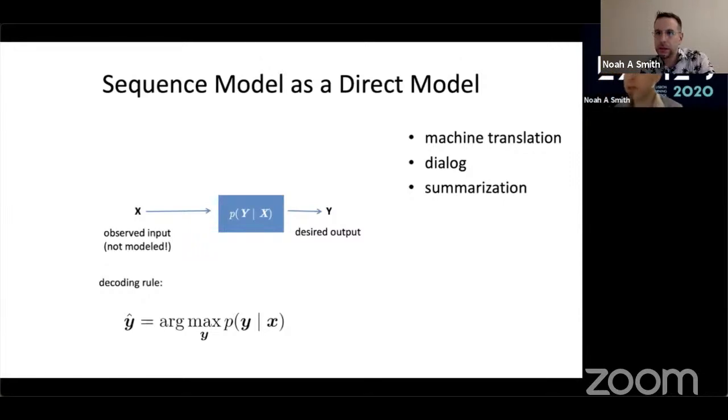This is much more closely related to discriminative models for classification, for example. And this is how most modern machine translation systems work. And you can see similar models applied to things like dialogue and text summarization. And so I think this way of doing things, where you have a direct model, is much more strongly associated with the powerful expressive neural networks that have come to dominate in the field right now.